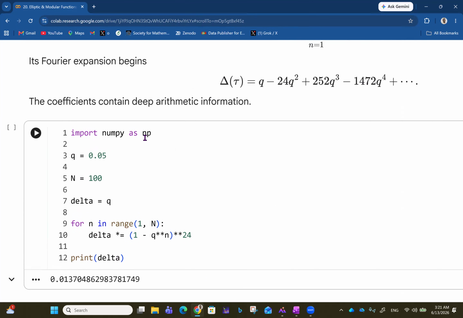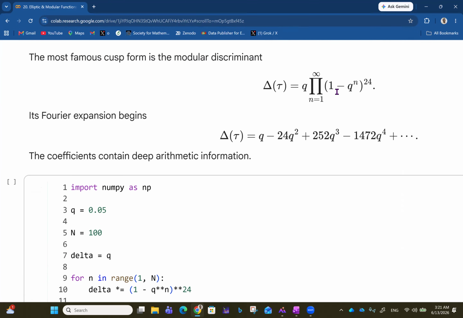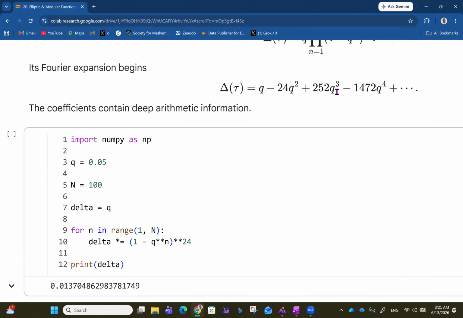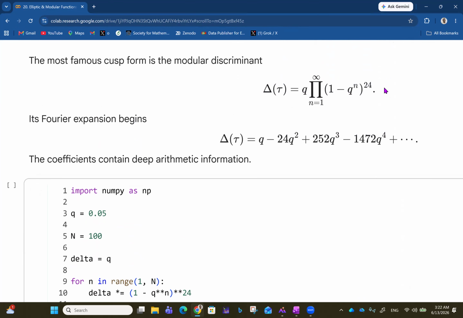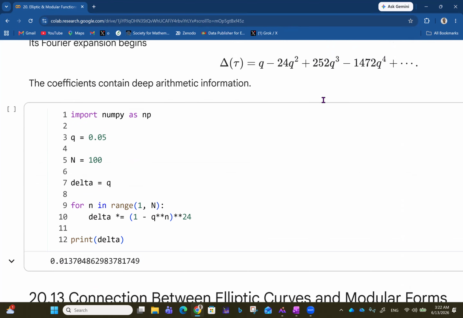So if you import numbers and pick q is 0.05, n is 100, so that's like 100 times, I think. So delta is equal to q. For n in range 1 to n, you have your delta, which is q, you now have 1 minus q raised to n, raised to 24. This exact expression you have here. So the product of all of that, right? So that's delta star equals, which means that you have a recurring multiplication going on there, and that is how to interpret this particular expression.